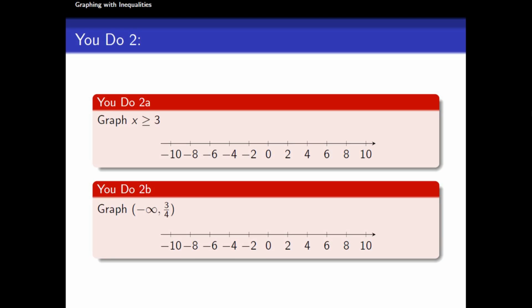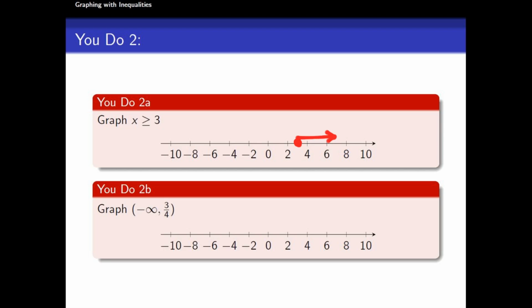I'm going to give you another chance to pause the video and look at these two on your own. Now that you've had a chance to pause the video, let's take a look at them together. So this first one, x is greater than or equal to 3. So I'm going to find 3 on the number line, and I'm going to put a solid dot at 3. And then I want all of the numbers greater than or equal to 3, so I'm going to draw my arrow.